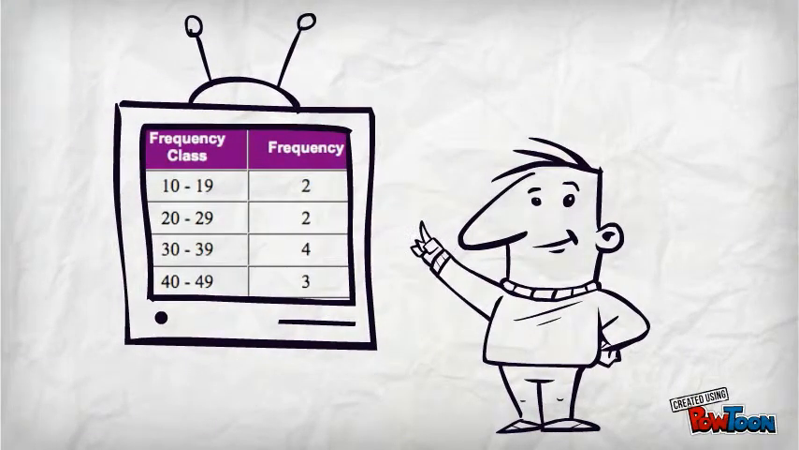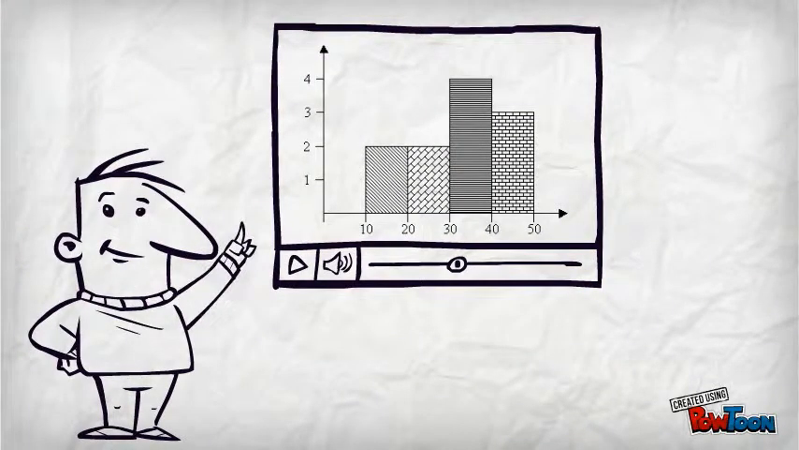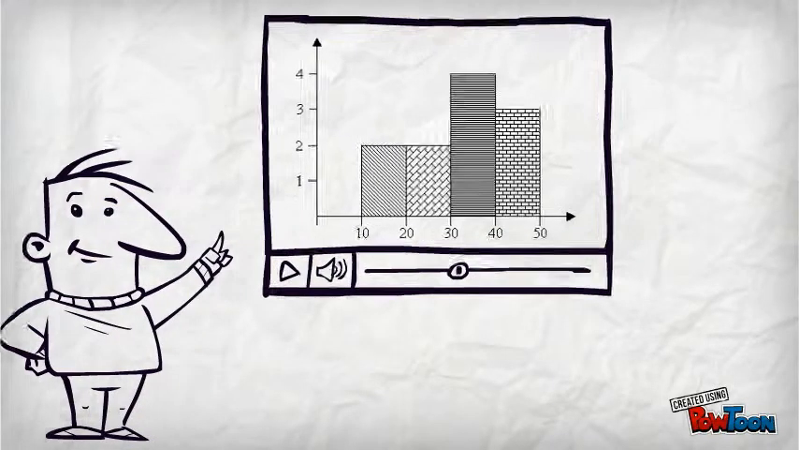You could make a frequency distribution table showing how many 10s, 20s, 30s, and 40s you have. You could make a histogram, which is a bar graph showing the number of occurrences, with the cases being numbers in the 10s, 20s, 30s, and 40s.